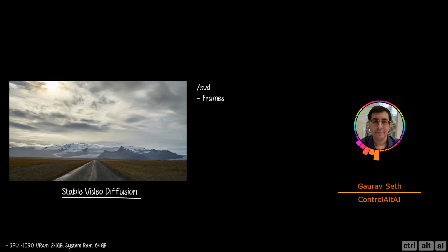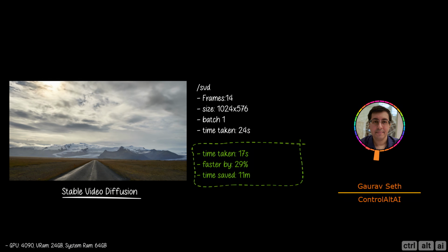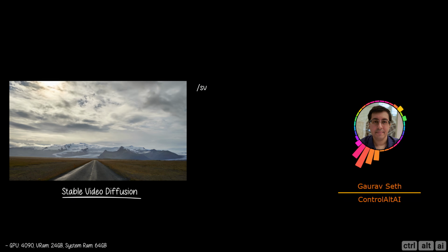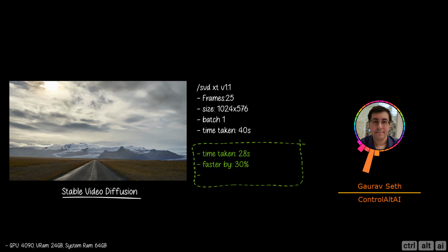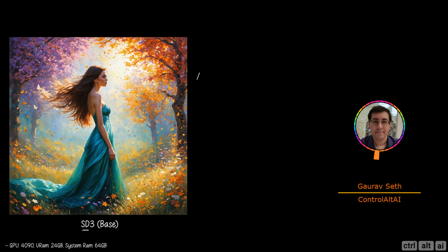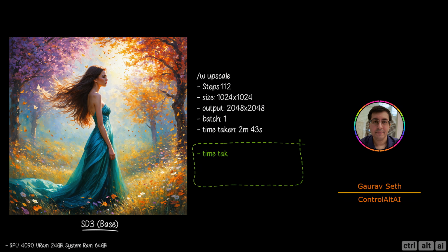Stable Video Diffusion gets up to a 29% performance boost in the 14-frame model. The XT version 1.1 model, which is for 25 frames, you can save 20 minutes for every 100 video generations. Finally, Stable Diffusion 3 has the most performance improvements with TensorRT. It is up to 32% faster and saves over 1 hour and 20 minutes per 100 images.